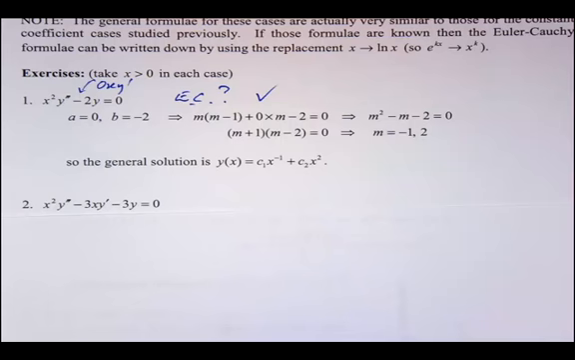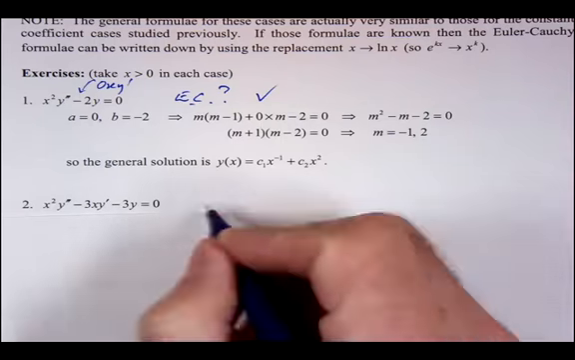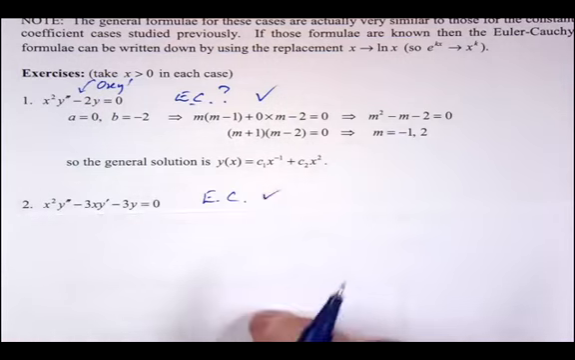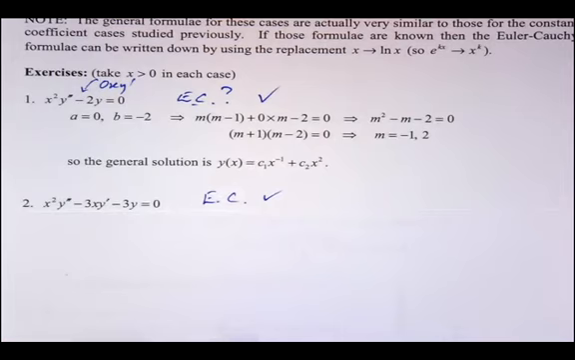Zeroth step, is it Euler-Cauchy? Yes, powers of x match the derivative. Good, so this is the method that we can use. First step, write the auxiliary equation down. 2 factors for the second derivative term, 1 factor for the derivative term, no factors for the y term, zeroth derivative term.